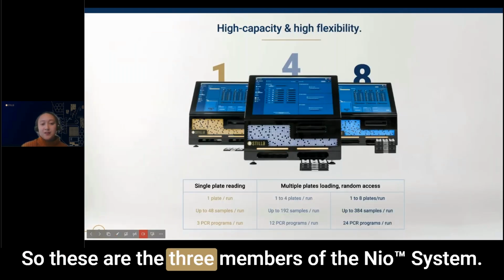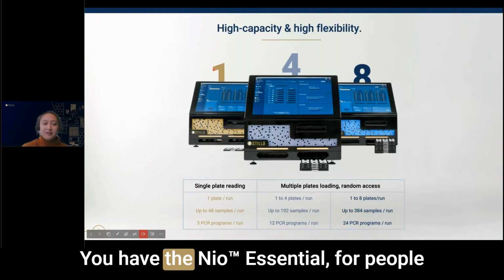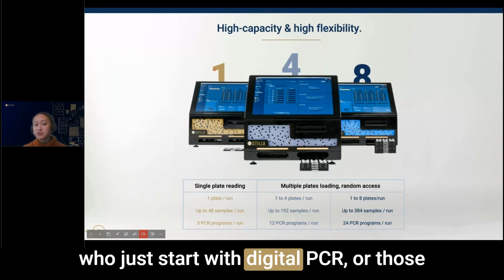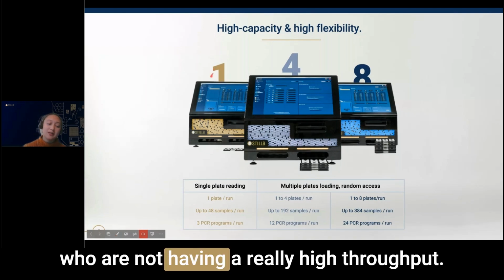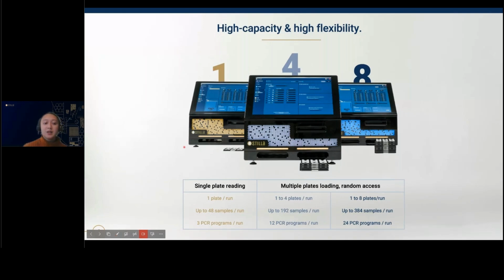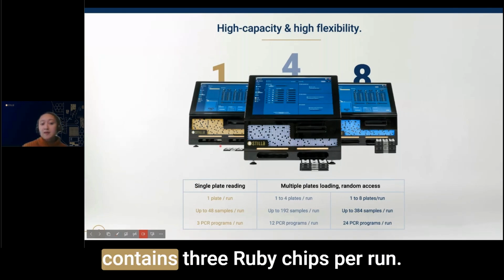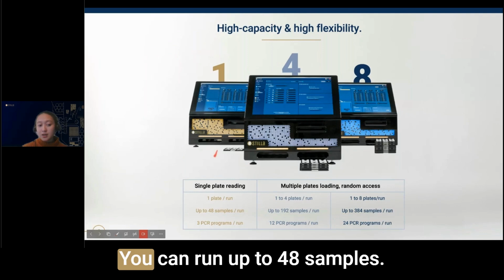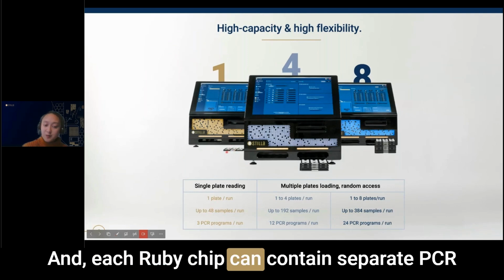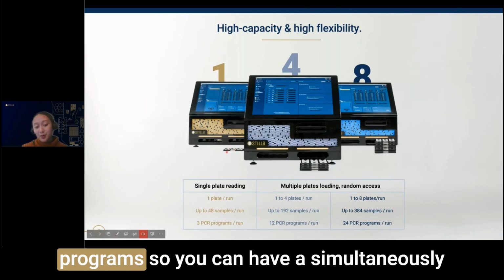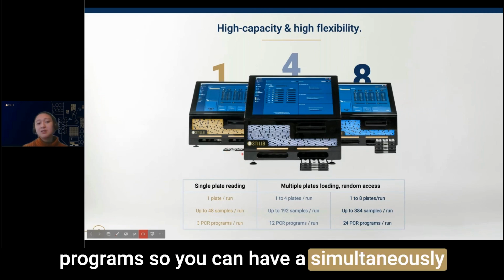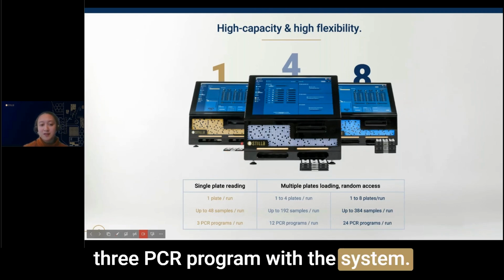So these are the 3 members of the Nio system. You have the Nio Essentials for people who just start with digital PCR or those who do not have really high throughput. So you can have one single plate that contains 3 Ruby chips per run. You can run up to 48 samples. And each Ruby chip can contain separate PCR programs. So you can have 3 PCR programs simultaneously with the system.